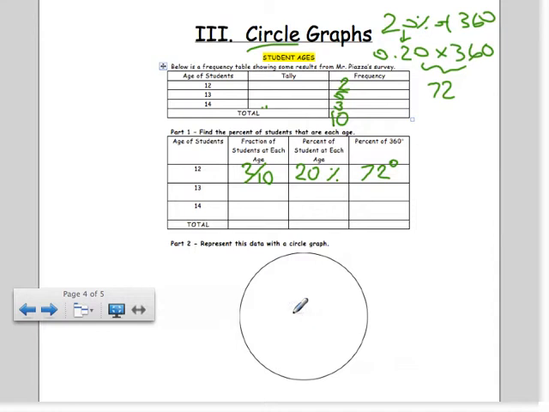I'm not going to quite build that yet because I want to complete my table, but I'd actually like you to do this part. So stop the video here, figure out what fraction, what percent, and what degrees each of the 2 remaining intervals would be. After you've completed that table, press play so that we can check your answers and build your circle graph.